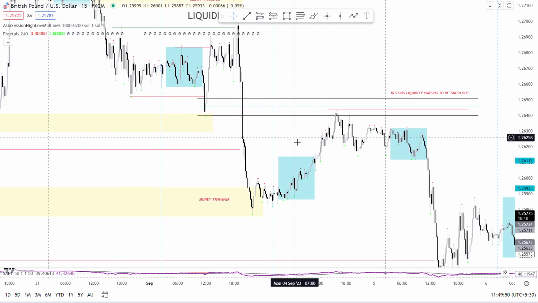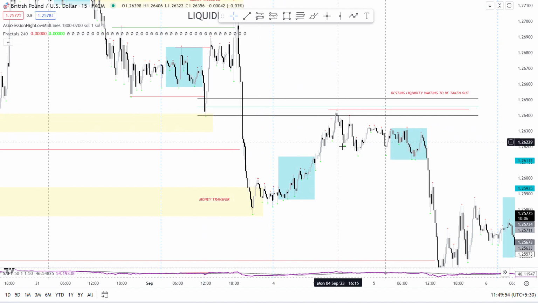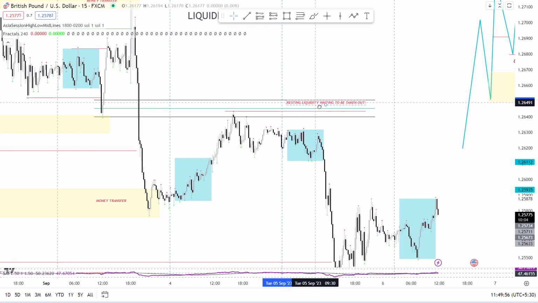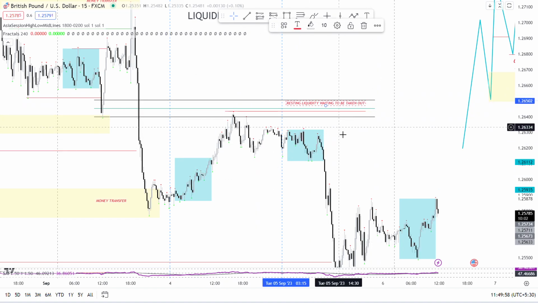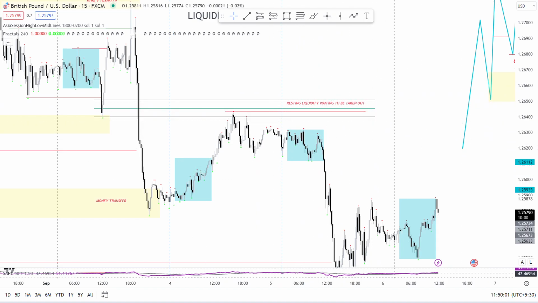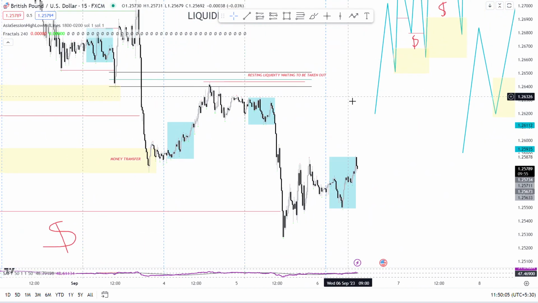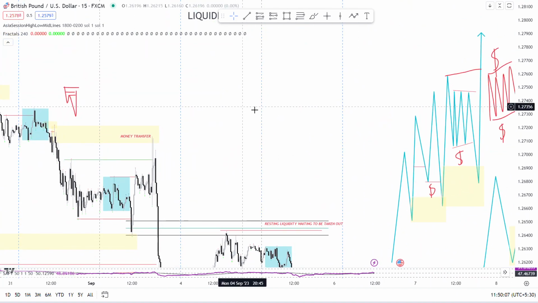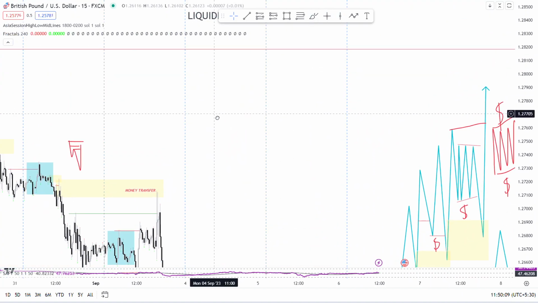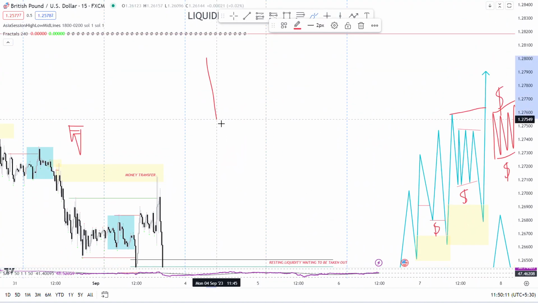So if you see here, the price has mitigated this breaker block without taking the liquidity. So in the future, it will use it as liquidity. This is the resting liquidity waiting to be taken out. So after this liquidity is taken out, I will sell the market. Same cycle you should wait for. You should always wait for the liquidity to be taken out.